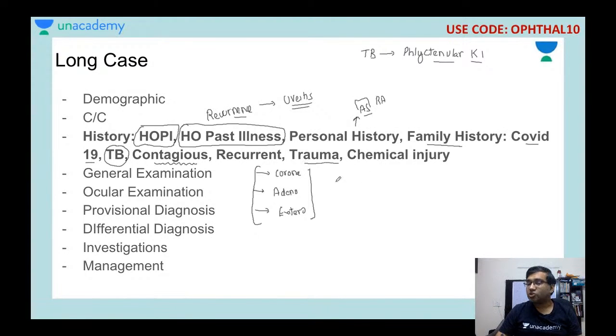Then there can be a history of trauma. If the history of trauma is there, you do a double eversion to rule out any foreign body. The same applies with chemical injury. Let's say there is a tuna particle injury. If there is a particle injury also, you have to do a double eversion of the eyelid so that you know if there is some particle left there in the conjunctiva. So that's why this history is important.